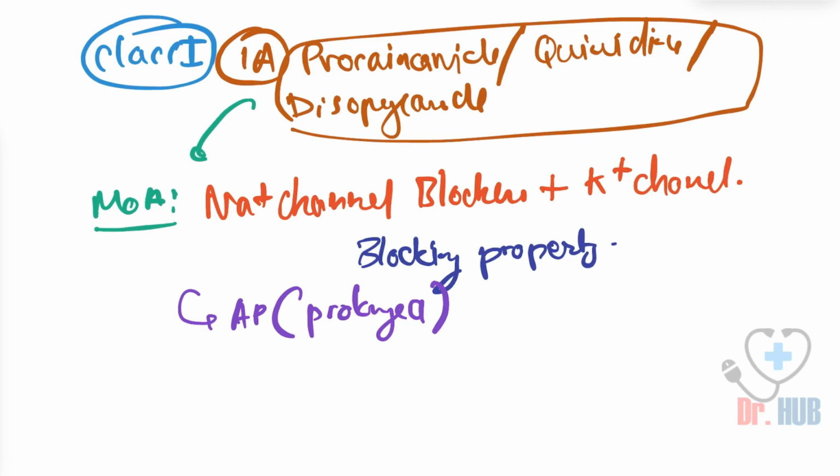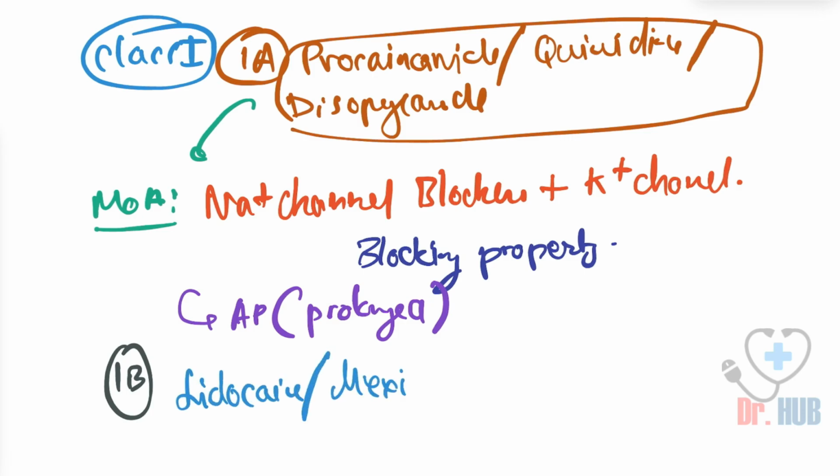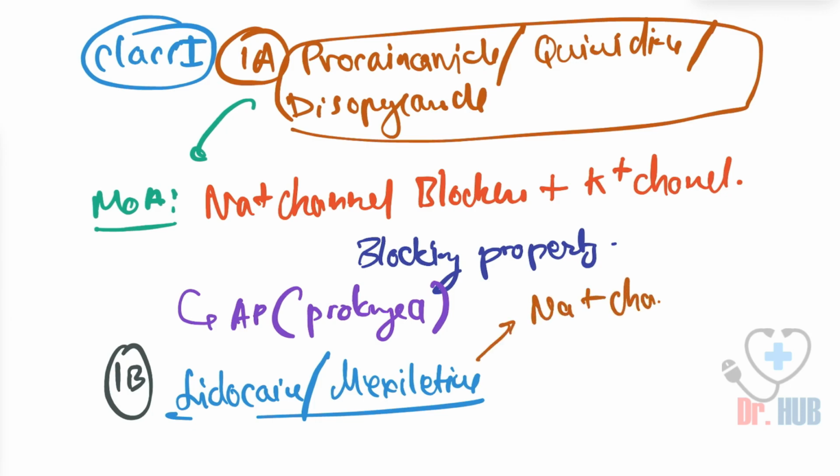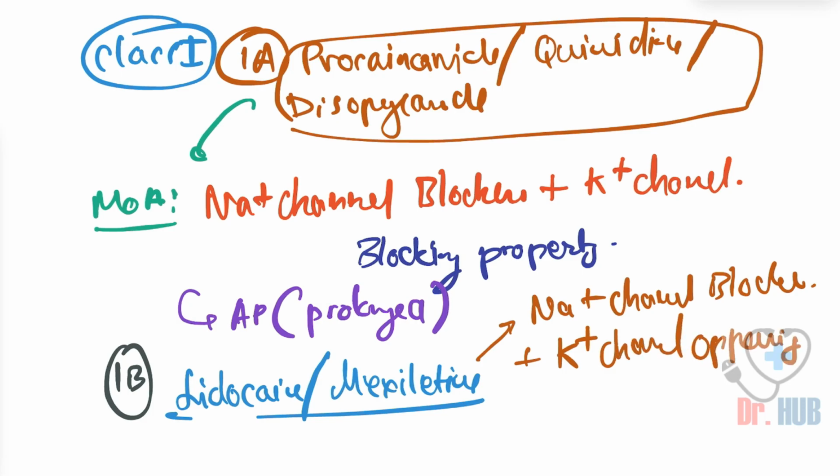Then we move on to class 1B. What is class 1B? It includes lidocaine as well as mexiletine. The mechanism of action is that they are sodium channel blockers, along with a potassium channel opening property. So it blocks the sodium, and the potassium opening property is present.